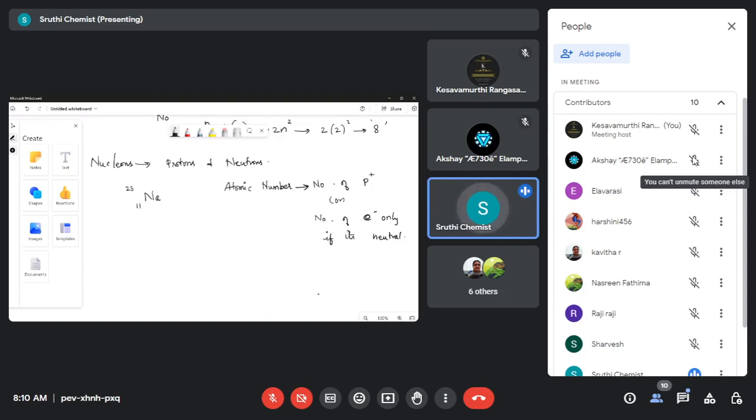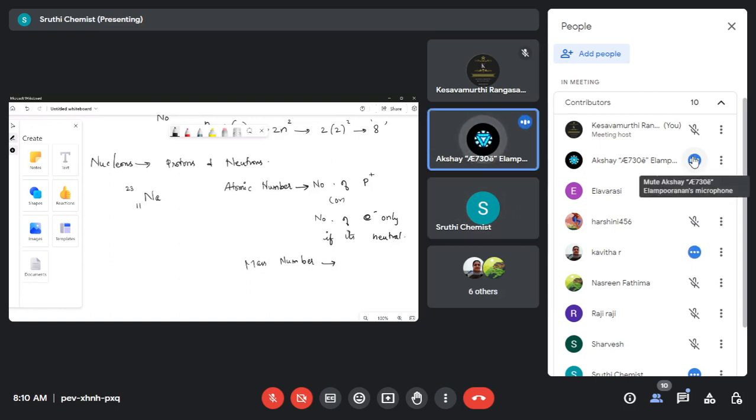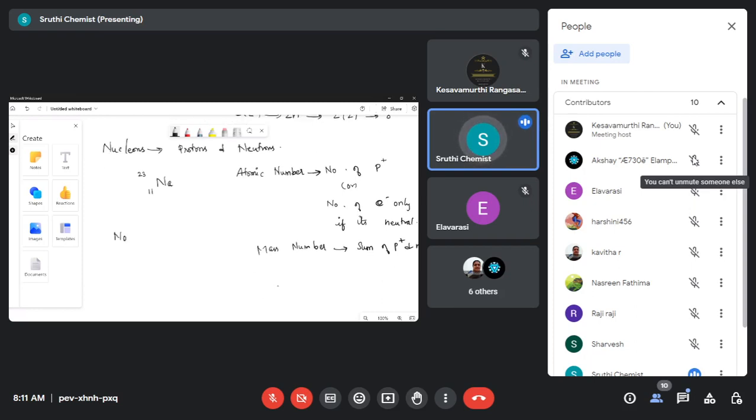Now let's come to mass number. What does it mean by mass number? Proton and neutron. Very good. Sum of proton and neutron. So now let's take sodium. The sodium mass number is 23.